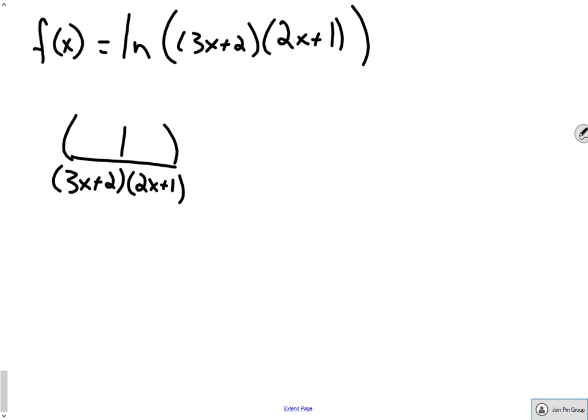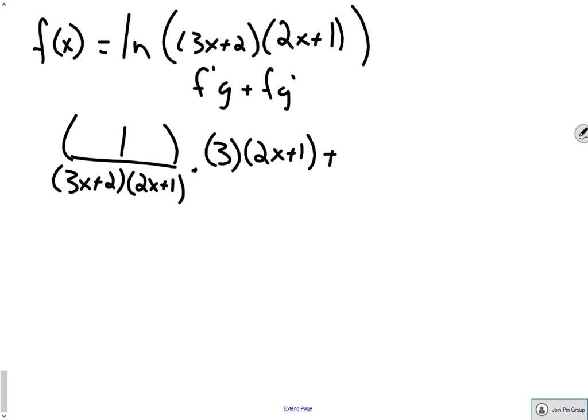So remember, I don't know why I had to put the bracket around it, but I just felt the urge. So that's the product rule, remember? So it's just going to be, right? We're all okay with that?